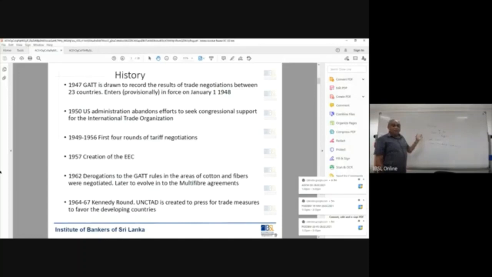In 1947, GATT was drawn up to record the results of trade negotiations between 23 countries. I told you, right? It entered provisionally into force on January 1st, 1948. In 1950, the US administration abandoned its effort to seek congressional support for the International Trade Organization. From 1949 to 1956, the first four rounds of tariff negotiations took place.